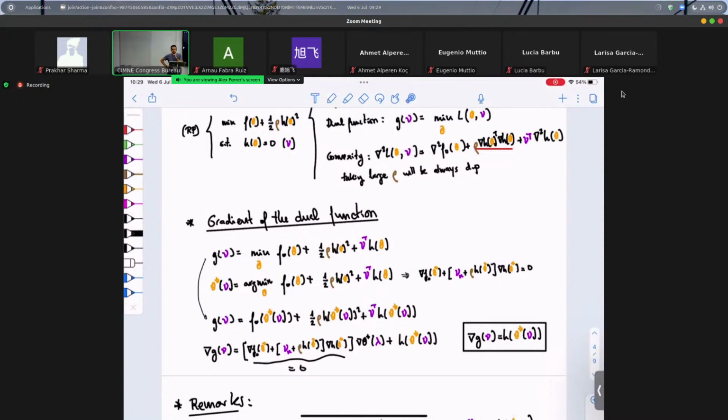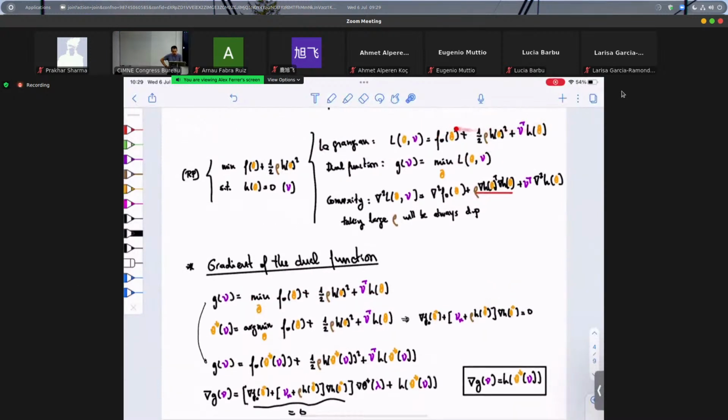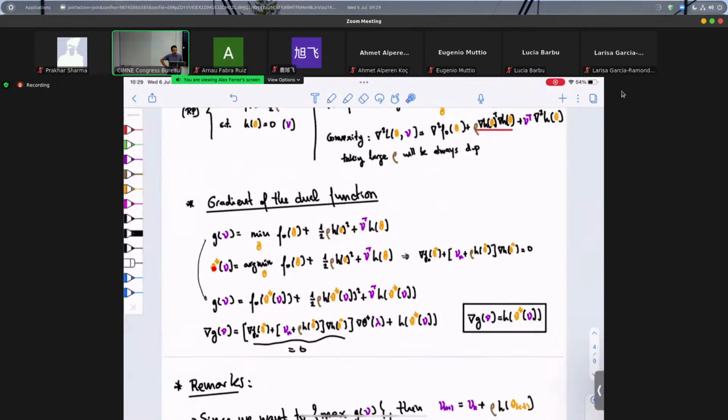Let's see now the gradient of the dual function. We have the function, which is the minimization of L. Then theta is the solution of this problem. So theta will for sure fulfill the optimality conditions because this is an unconstrained optimization problem. So the gradient of all of this will be equal to 0. So the gradient of this plus 2 times nu, and here I should put nu and not nu k, is equal to 0. These are the optimality conditions for this problem.